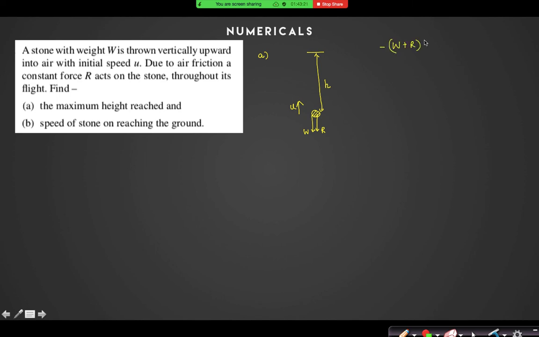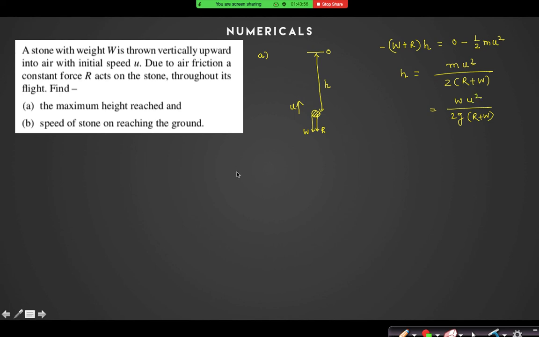Is it the work done by all the forces? That is equal to the final kinetic energy, which is 0, minus the initial kinetic energy, which is half m u square. Can I say that? So the value of H will be m u square by 2 into (R plus W). So H is equal to m u square divided by 2 into (R plus W), and for m we have to do W by g. So that is the answer for the first question.